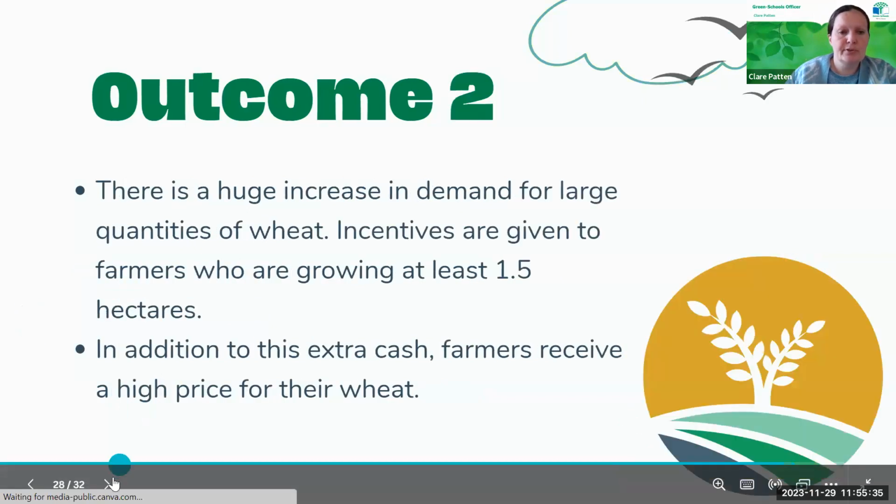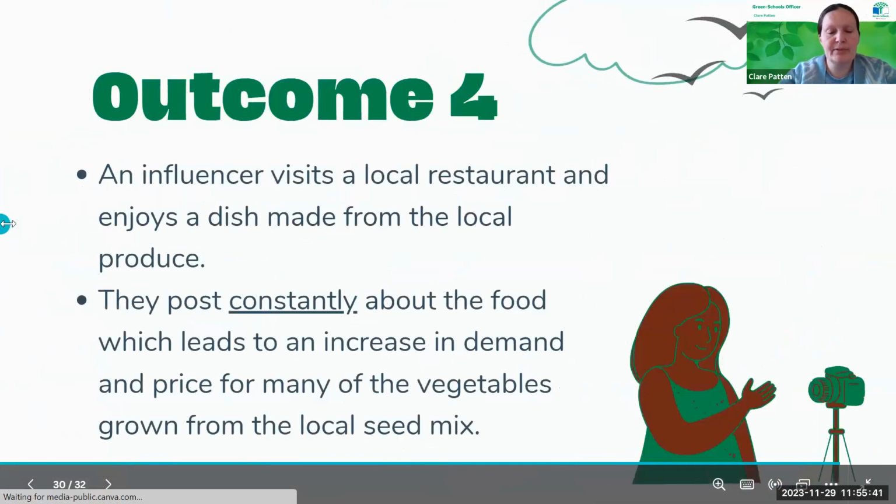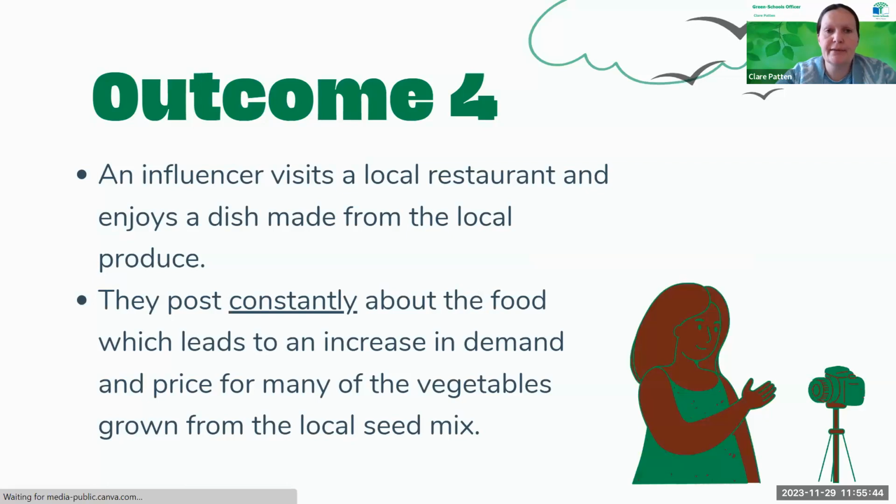And then, number 4, our last outcome. We have a famous Instagram influencer come along, and they visit a local restaurant where they enjoy something made from the unusual local produce. So maybe it was some of those blue potatoes that they really enjoyed. And they make loads of video posts and Twitter posts about how delicious it was, which leads to an increase in demand and price for those types of vegetables grown from the local seed mix. So if you planted that local seed mix, it means you are going to do very well that year, because so many people want to buy your produce.